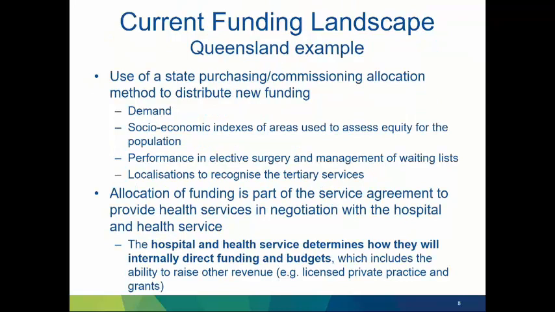So in the Queensland example, we use a state purchasing commissioning allocation method to distribute new funding. It's based on demand. We look at demand of services, socioeconomic indexes of areas, and that's basically to assess the equity of access, performance in elective surgery and management of waiting lists, and localisations to recognise the tertiary services. And one of those, the intensive care units, is a localisation that Queensland implemented before the national model changed how we were doing it, because they were trying to look at an average rather than fund a particular service.